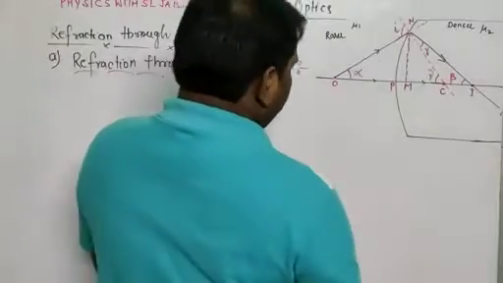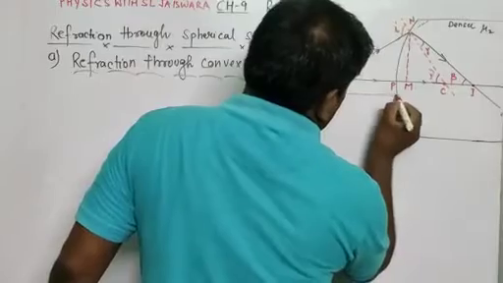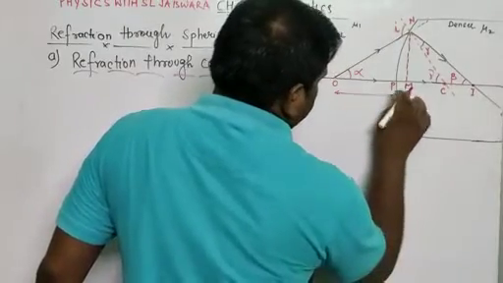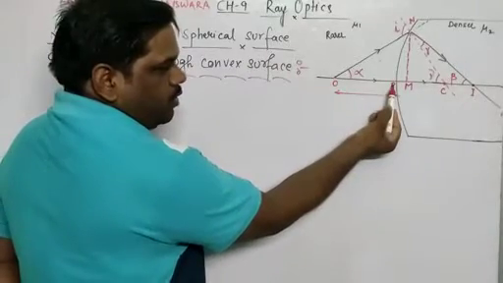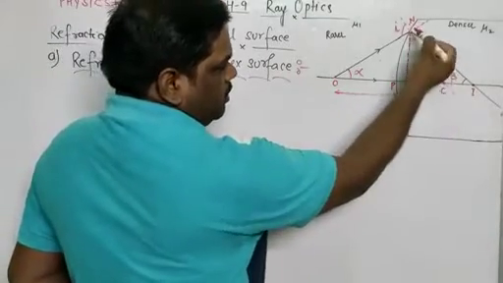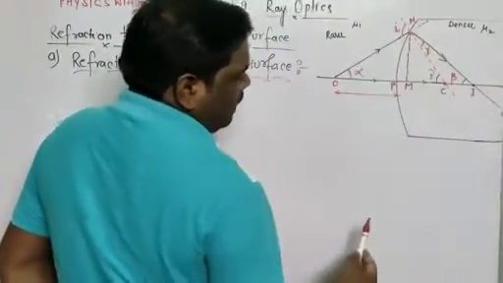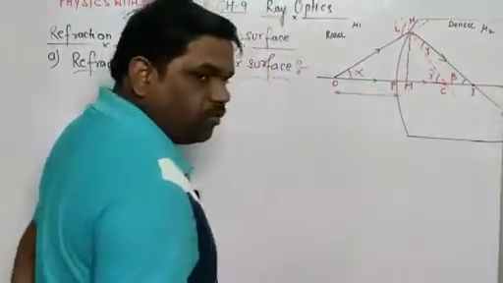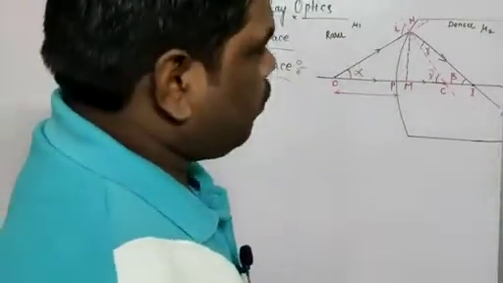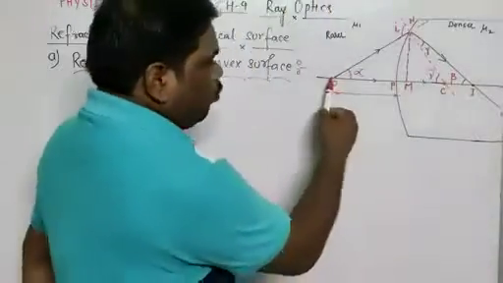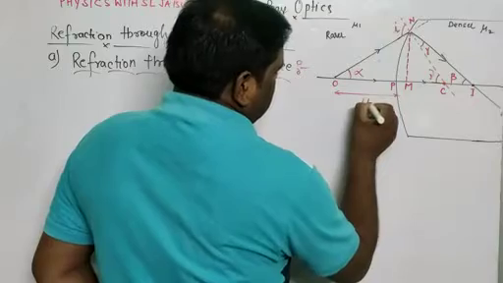So let me tell you, this is the object distance OP. O is the position of object, P is pole, M is a perpendicular drawn from this point N to this principal axis. This C is the center of curvature. This I is the location at which the image of this point object is formed. So this will be the image distance.